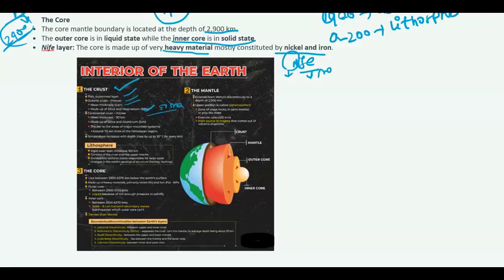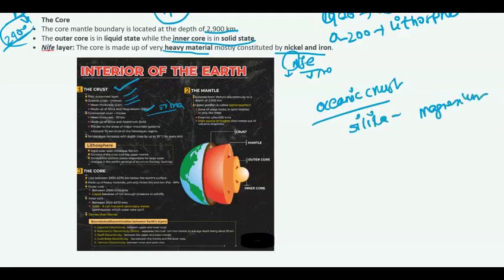Oceanic crust is made up of SIMA. Remember, oceanic crust: silica and magnesium. Silica means sand, remember it like that.